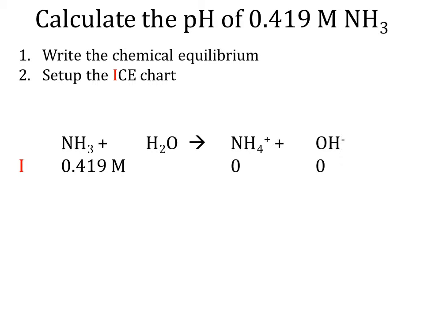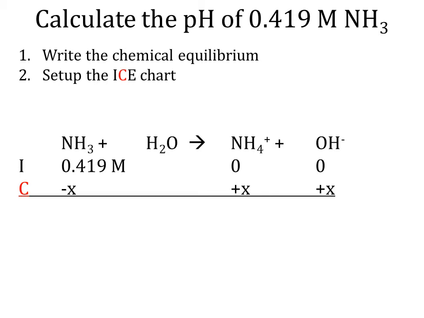The second step is then to set up the ICE chart. Initially, we have 0.419 molar ammonia. We ignore water because it's a pure liquid, so its concentration will not change. The initial NH4+ concentration is 0, and the initial OH- concentration is approximately 0.